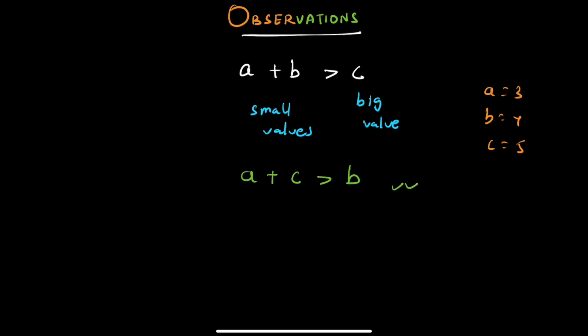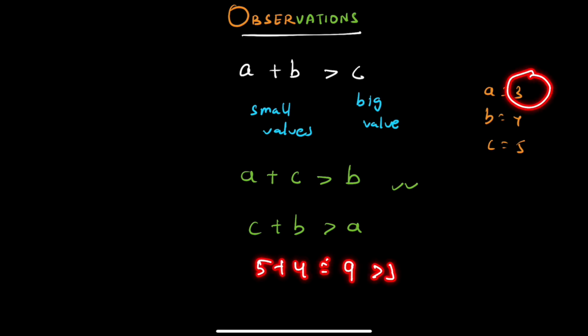And in a similar way, if we try to interchange the C with A, the equation will be C plus B greater than A. And now again, if we try to substitute the values, C plus B will be 5 plus 4. 5 plus 4 will be 9. So 9 is greater than 3, right? So even this condition got satisfied.